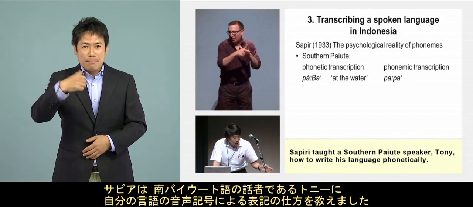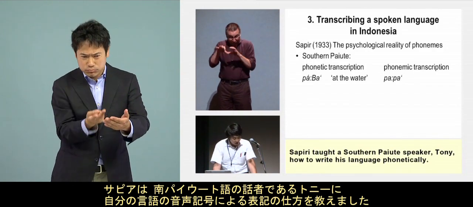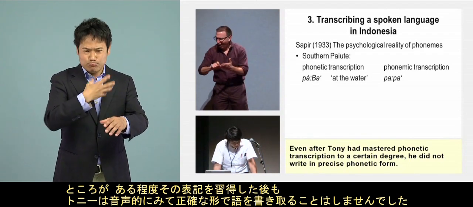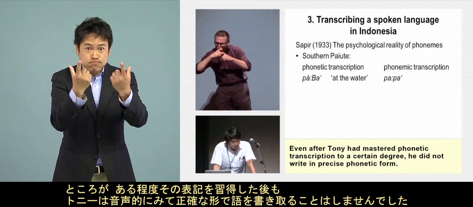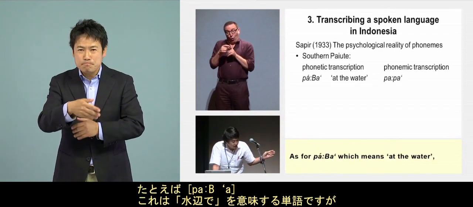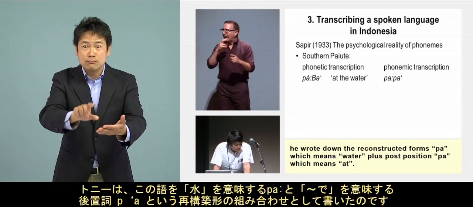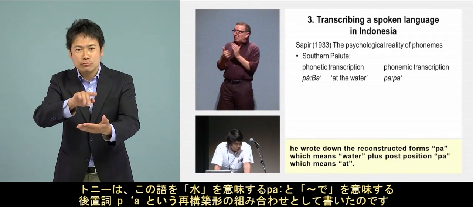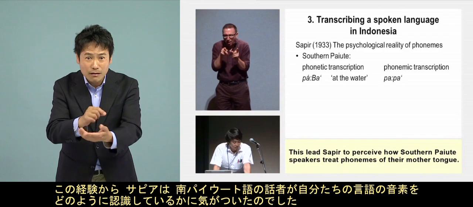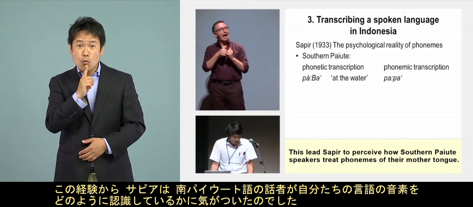Sapir taught a Southern Paiute speaker, Tony, how to write his language phonetically. Even after Tony had mastered phonetic transcription to a certain degree, he did not write a precise phonetic form, pawa, whose meaning is at the water, but wrote down the reconstructed forms pa, water, plus postposition pa, at. This led Sapir to perceive how Southern Paiute speakers treat phonemes of their mother tongue.